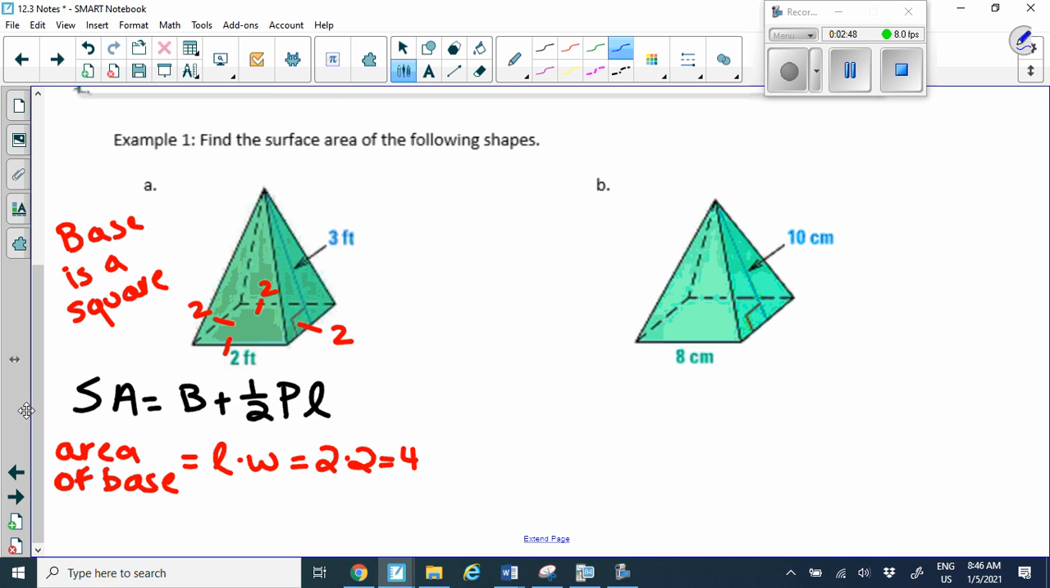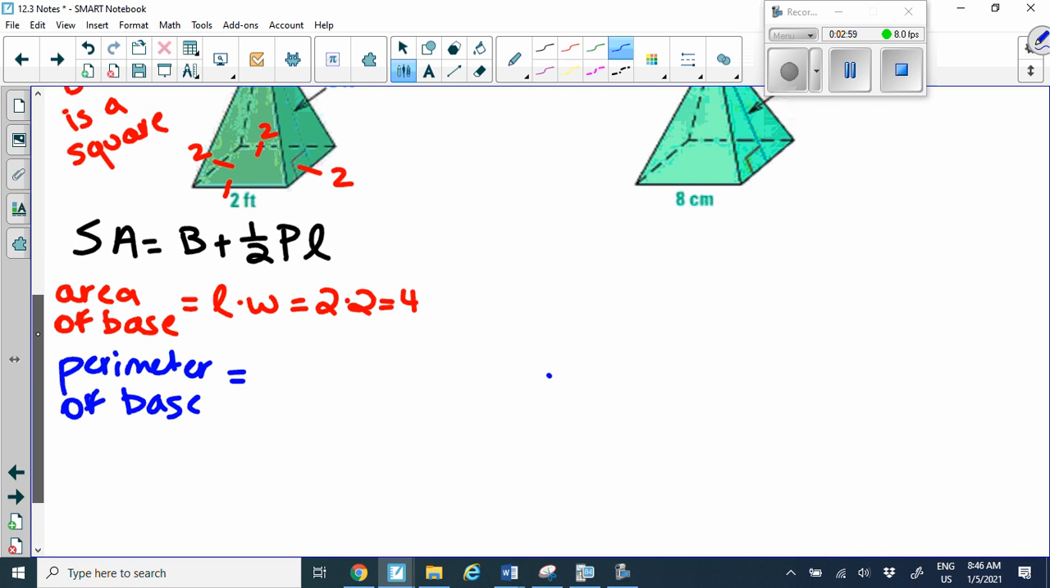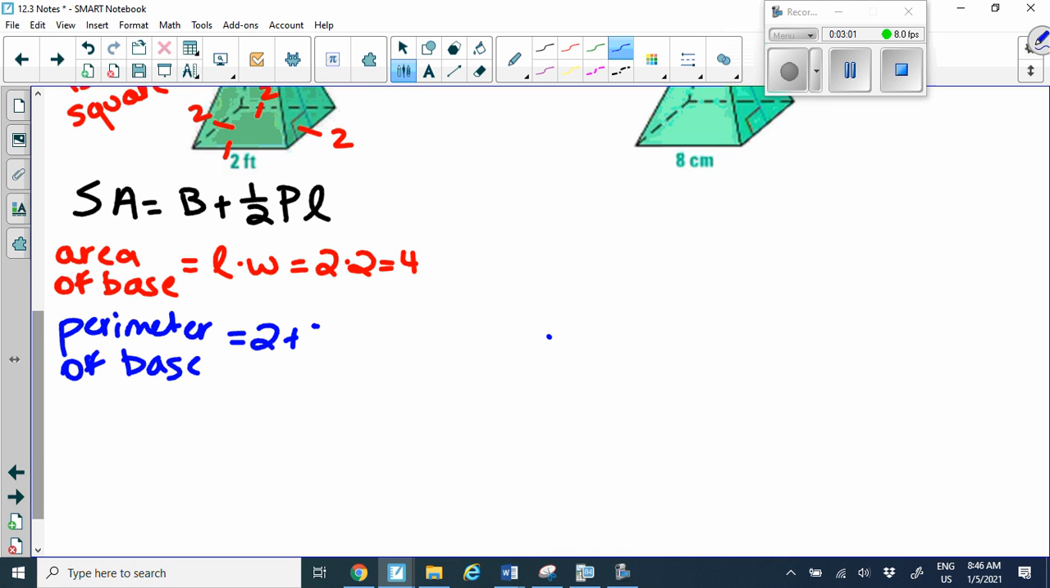Now let's find perimeter. With the perimeter of the base, remember we just take all the sides and add them up. So all of our sides are 2. We're going to add all those numbers up. And when we do, that gives us 8.